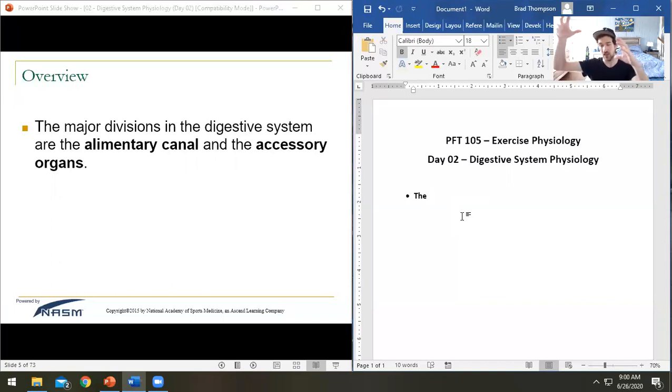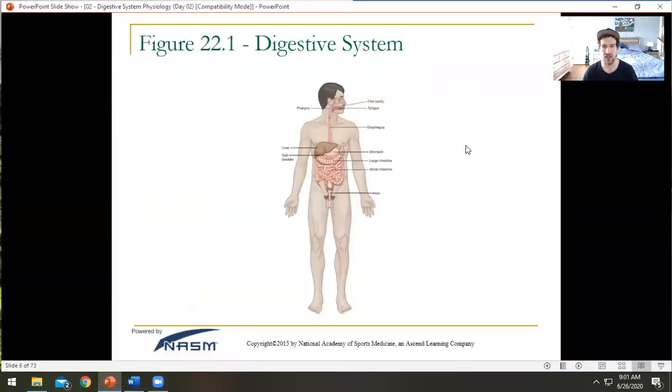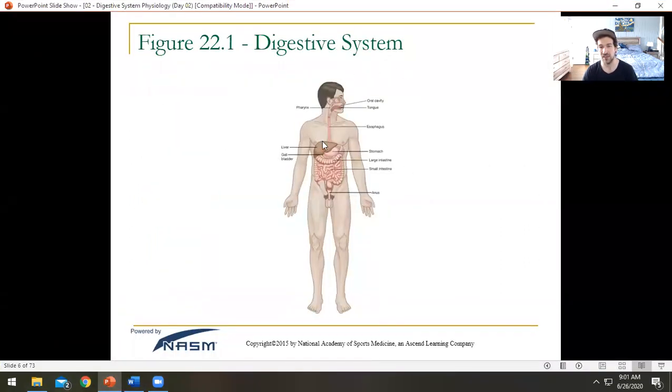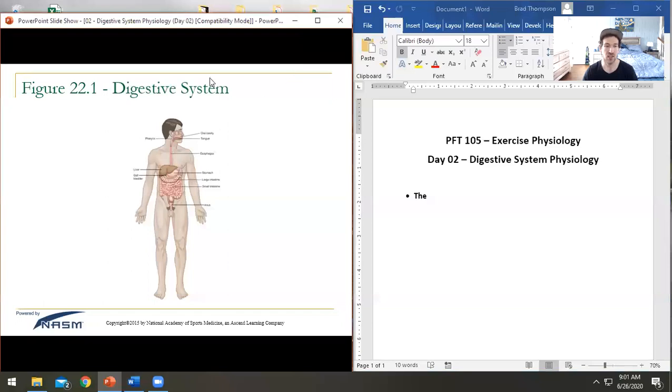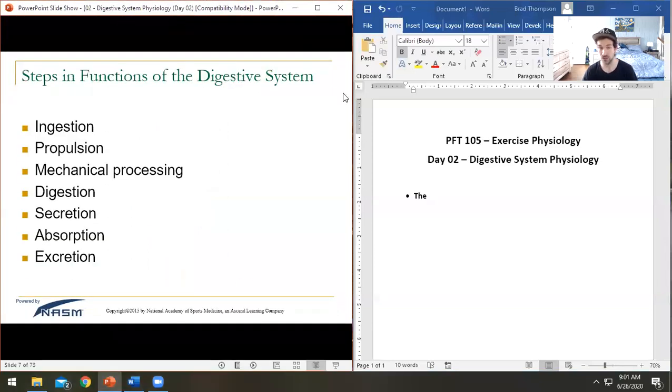And then there are all these little accessory organs that are excreting stuff into the system to allow things to further break down. That's what we're discussing today. Here you can see the entire alimentary canal from start to finish. It goes through the mouth, then becomes the stomach, then the small intestine, then the large intestine, and then it makes the exit. Here are all the big major steps.